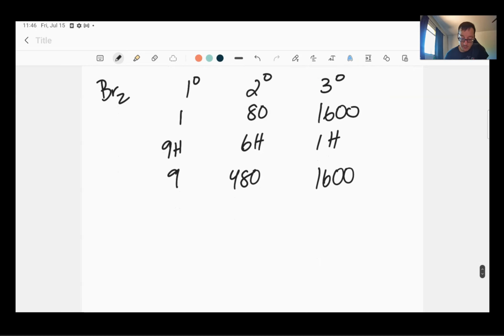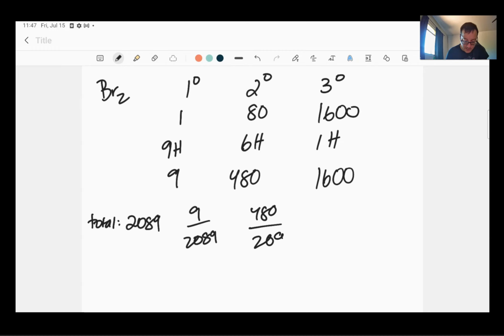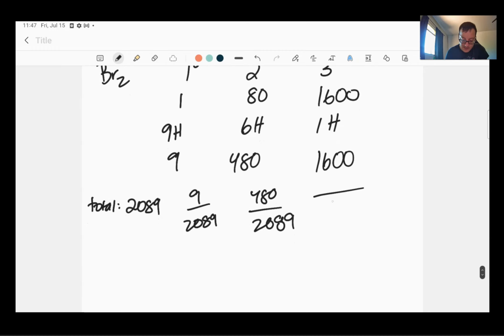Adding that all up, we have 2089, if I know how to do math properly. I think that's correct. So for the percentages, we would just do the same thing: all of these numbers divided by the total, and then make it a percent. And if you wouldn't mind calculating those for me.